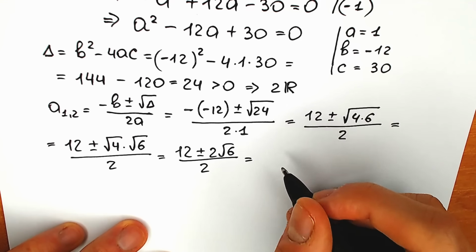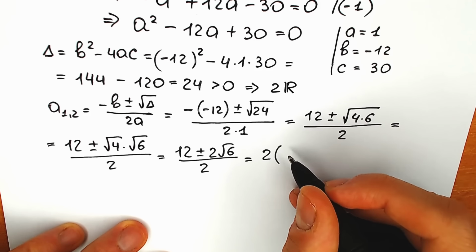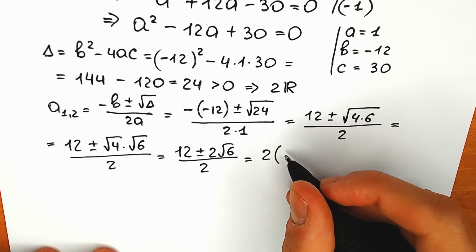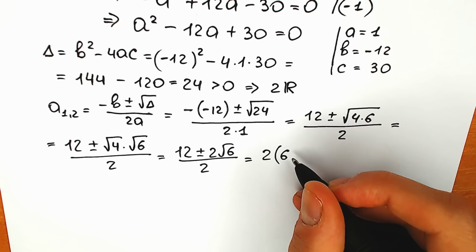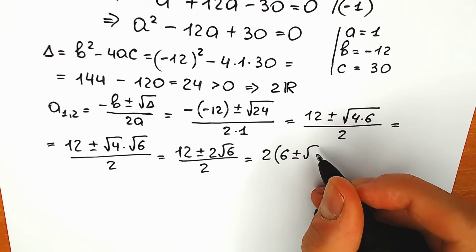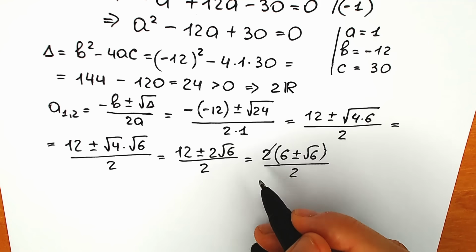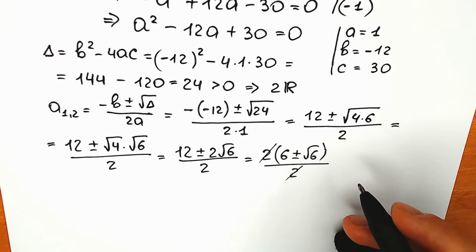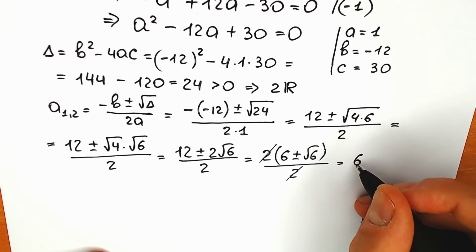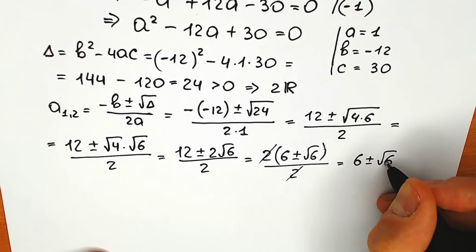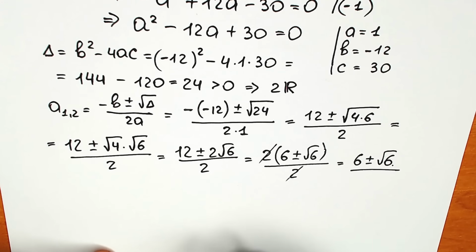And in the end, the last trick, we're going to factor 2 from our numerator. So as a result, we have 2, and in parentheses we have 6 plus minus square root of 6, and we divide it by 2. Right now we can easily cancel these two, so we have 6 plus minus square root of 6. And this is our answer to this quadratic equation.